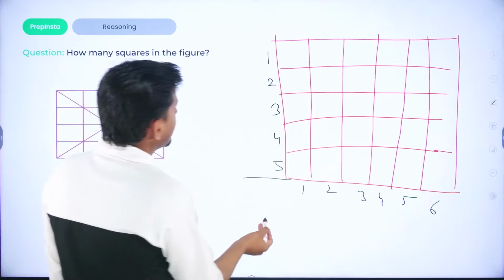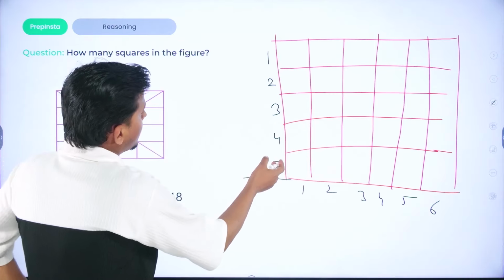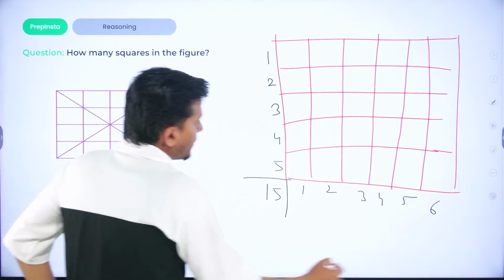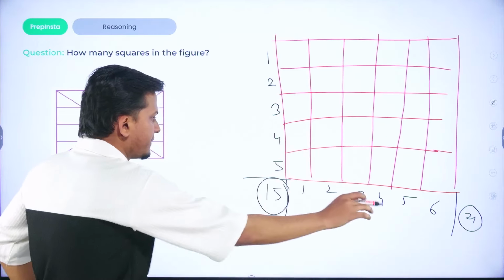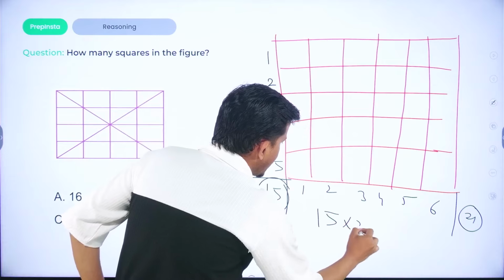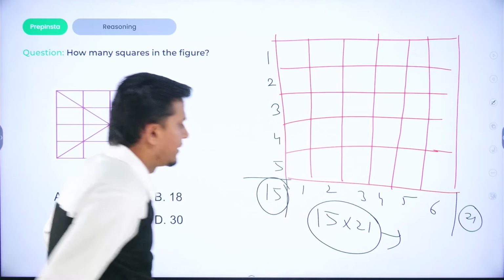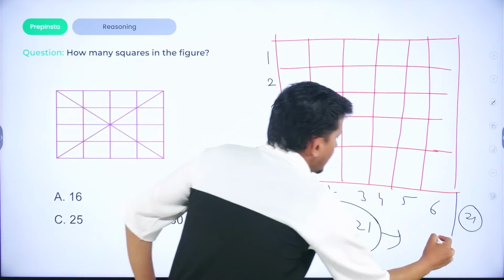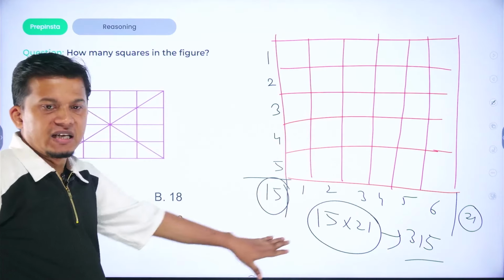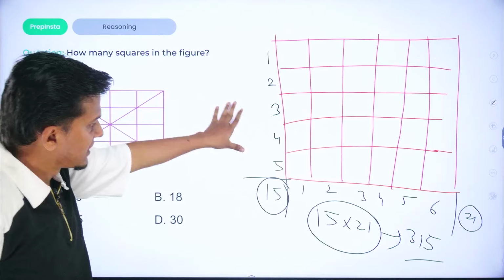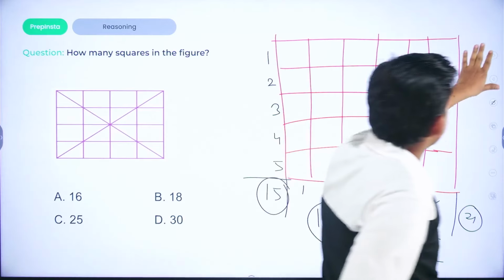So from here we get 15, and from here the sum would be 21, right? Just multiply 15 into 21. So the right answer would be 15 into 21, right? So it would be 315. Is it clear to you? This is the total number of rectangles.